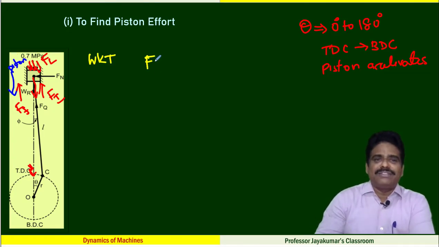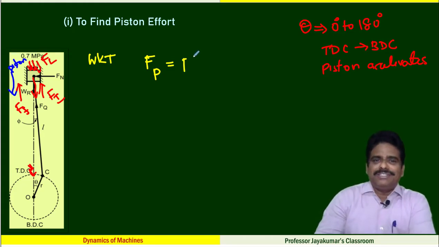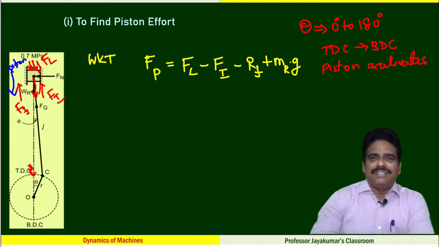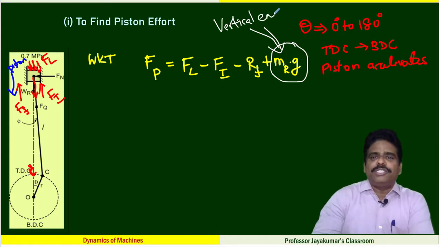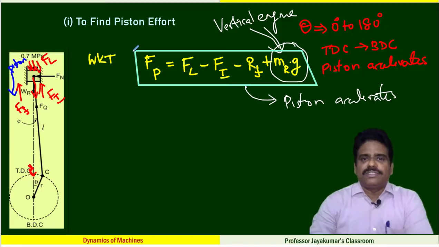We know that piston effort during acceleration is net load minus inertia force minus frictional force if it is known, or weight of the reciprocating parts. Am I right? So this term is applicable only for a vertical engine. So we got the formula. Shall we go ahead and find FL and Fi?